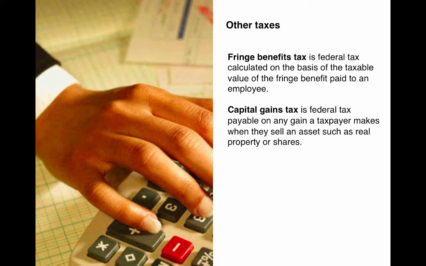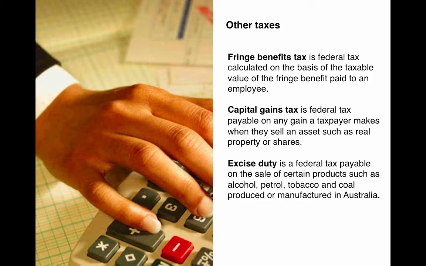Capital gains tax is a federal tax payable on any gain a taxpayer makes when they sell an asset such as real property or shares. Excise duty is a federal tax payable on the sale of certain products such as alcohol, petrol, tobacco, and coal produced or manufactured in Australia.